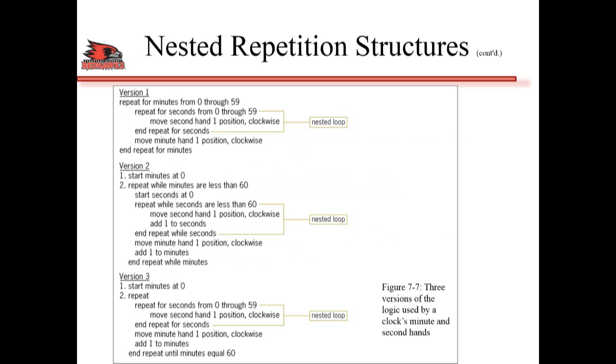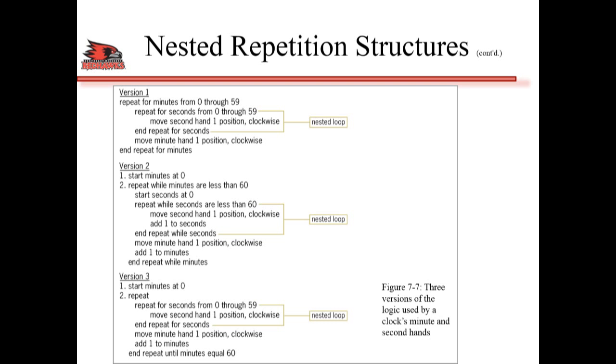Here are some examples of what I was trying to say in three different versions. The first one is using a for loop, the second one using a do while, and the third one using a do until. These are all pseudocode. You see in each of these there's repeat for, or repeat while, or repeat until, but in each case it's done twice.